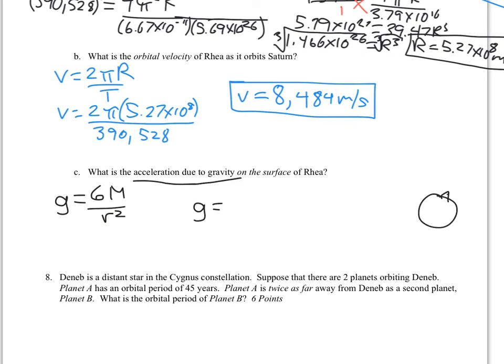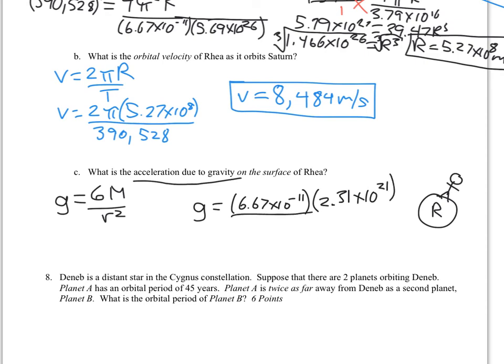All right, so here is Rhea. There's an object, person, or whatever standing on the surface. So what we really care about are the dimensions of Rhea. So I'm, of course, going to plug in 6.67 times 10 to the negative 11th for G. The mass I'm going to use is the mass of Rhea, which is up in the data table above. All right, that's going to be the 2.31 times 10 to the 21st kilograms.